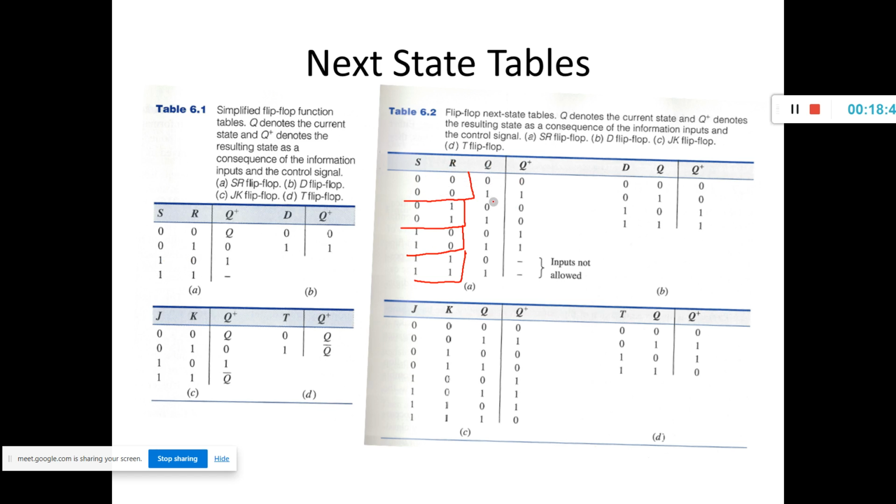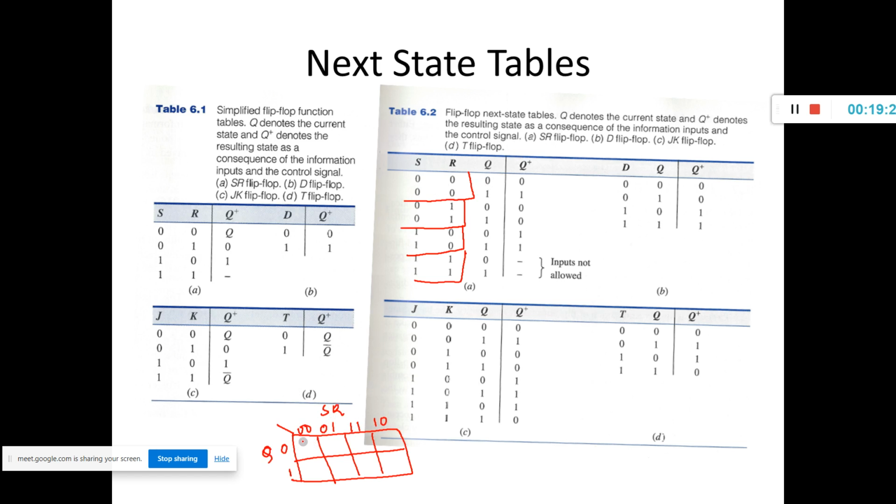S is 0, R is 0, present state may be 0 or 1, it will retain the present state. S is 0, R is 1, present state may be 0 or 1, it will reset. S is 1, R is 0, present state may be 0 or 1, it will set. 1 1, present state may be 0 or 1, it will be undefined. So I'll just put a K-map here. Q, S R: 0 1, 0 0, 0 1, 1 1, 1 0. So this is 0 0 0.